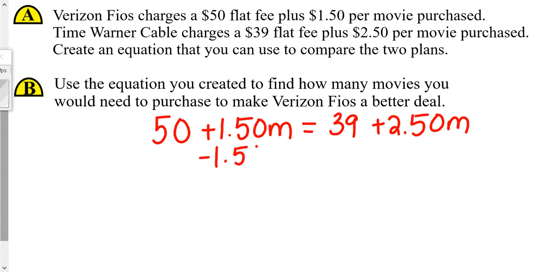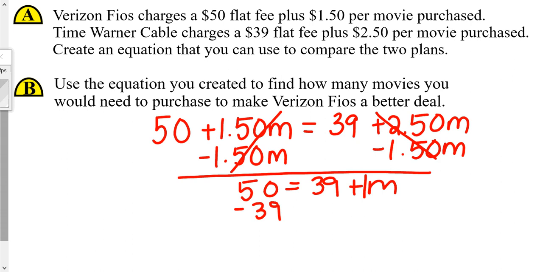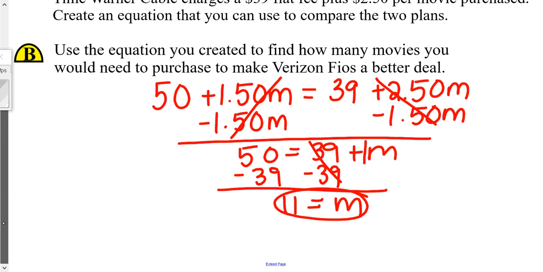Okay, so you're going to be comparing your work by checking it against the work that I am putting up. One M, sorry. Okay, we're going to subtract 39 from both sides, and you're going to be left with 11M. So therefore, at 11 movies, the price for both companies is going to be the same.